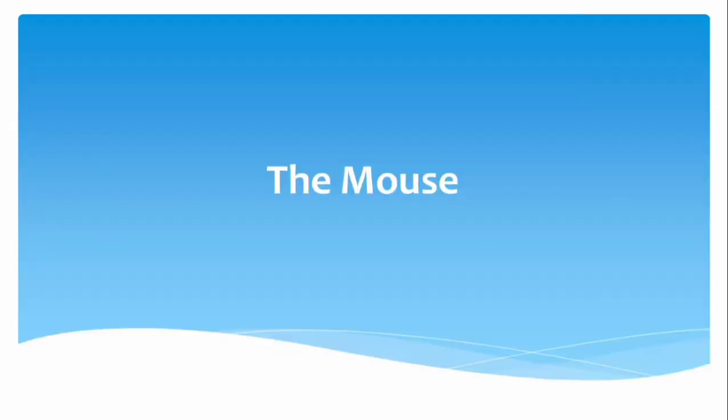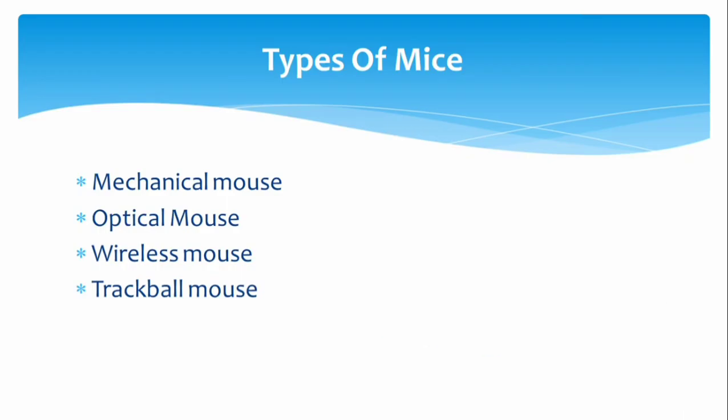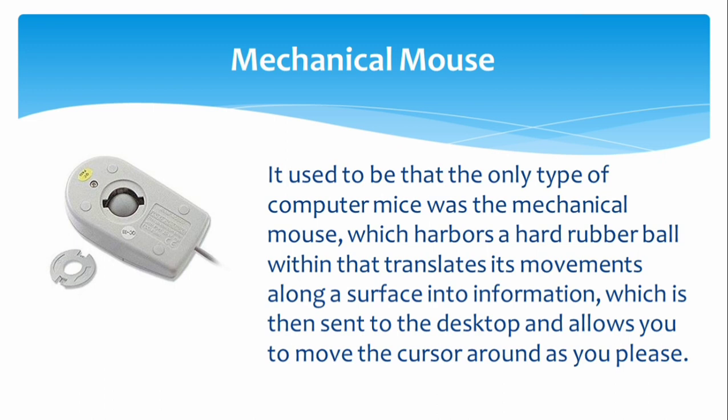So we can start with the mouse. The mouse has types. We have the mechanical mouse, optical mouse, wireless mouse, and the trackball mouse. These are types of the mouse you will find in an office. The mechanical one uses a rubber ball at the bottom for movements. So it moves on the table, or you can also buy a mat for placing the mouse. That falls under the mechanical mouse.